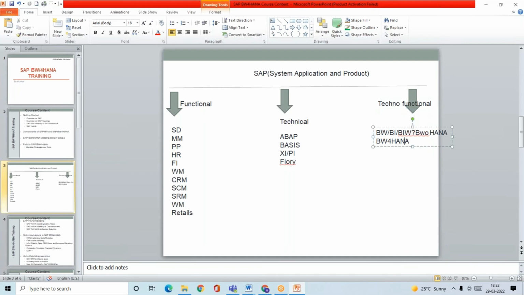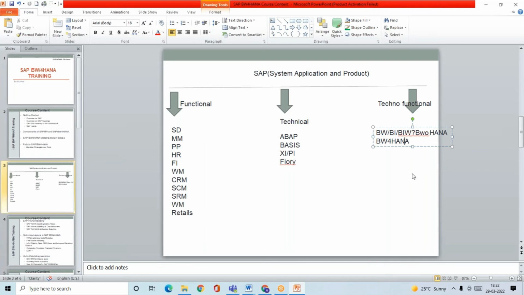What is the main purpose of BW, guys? Anybody knows that? What is the full form of BW or BIW? Abbreviation of BW or BIW? Sir, is it business warehouse? Yes, business warehouse, or we can say business intelligence warehouse or business intelligence. Everything is one and the same.